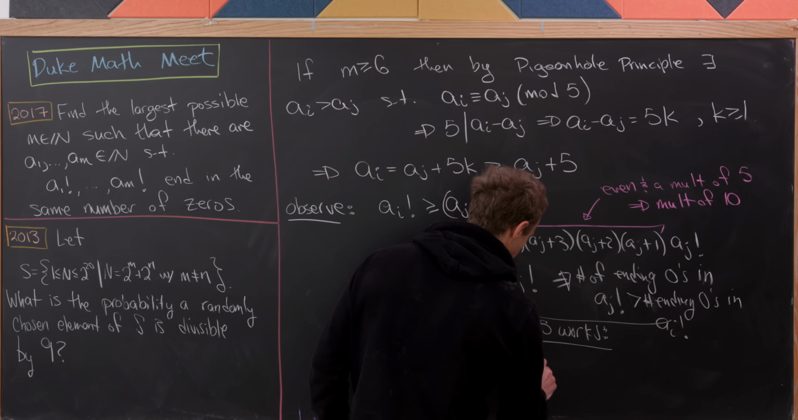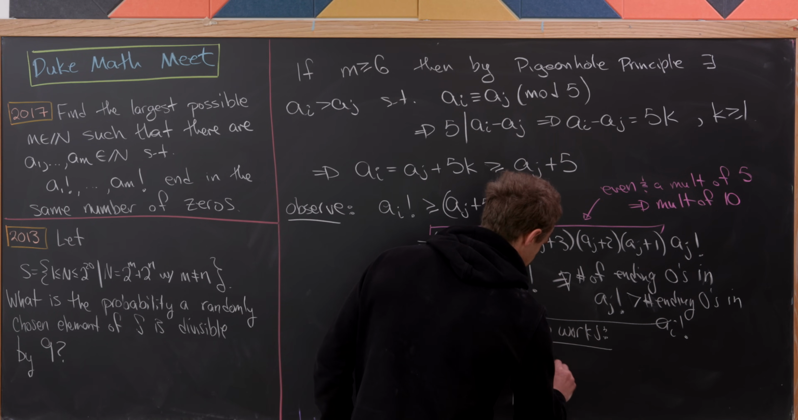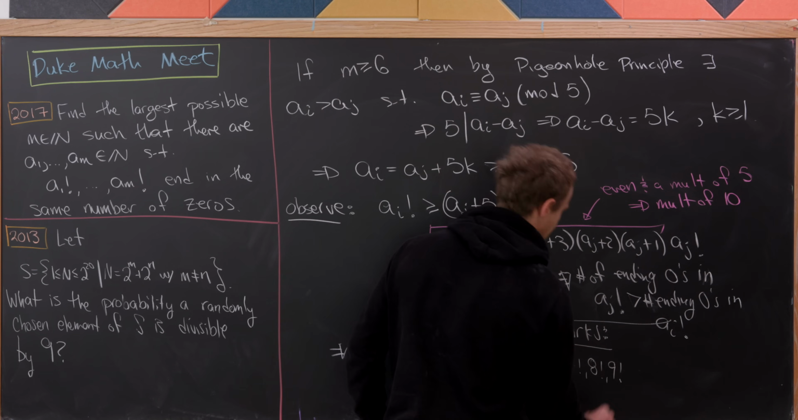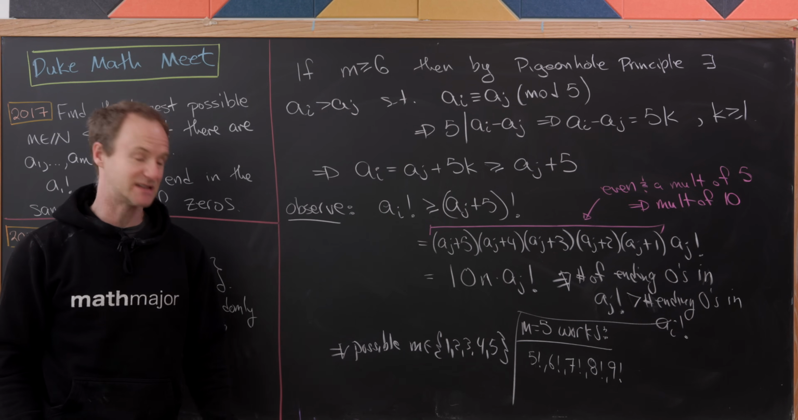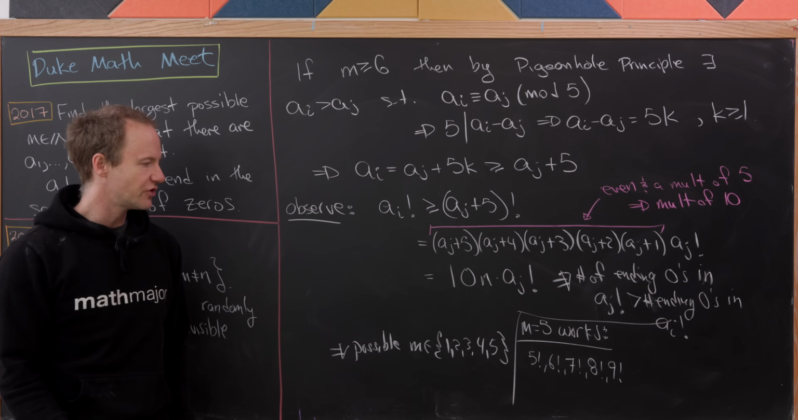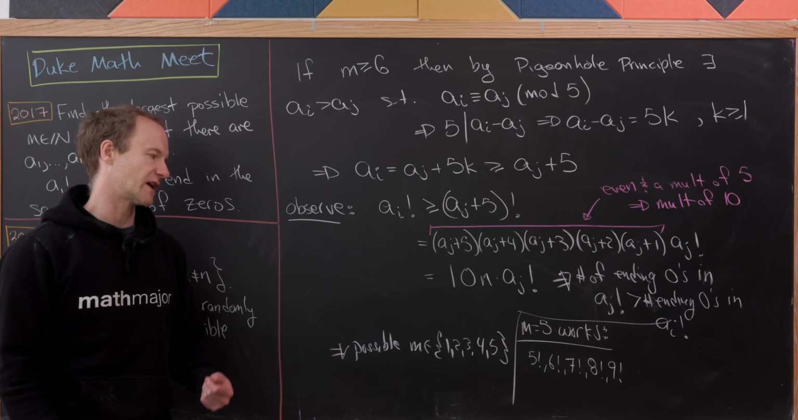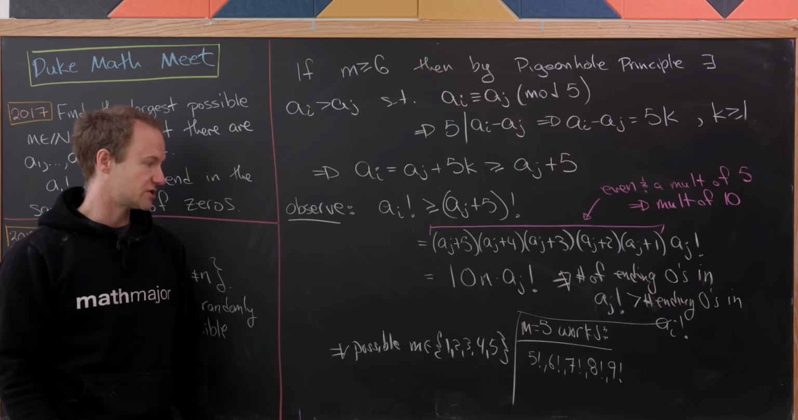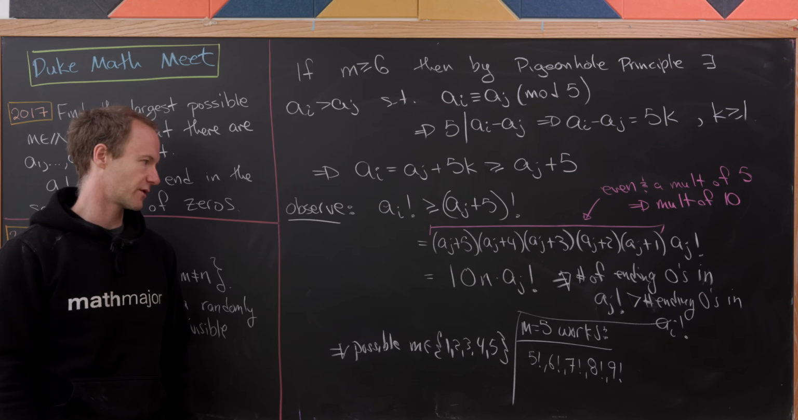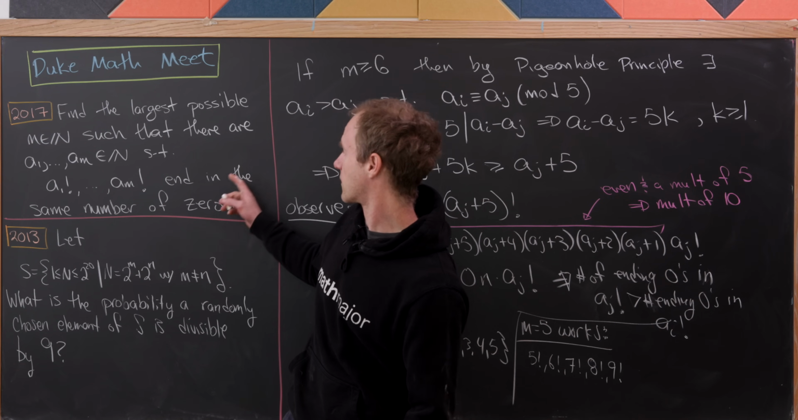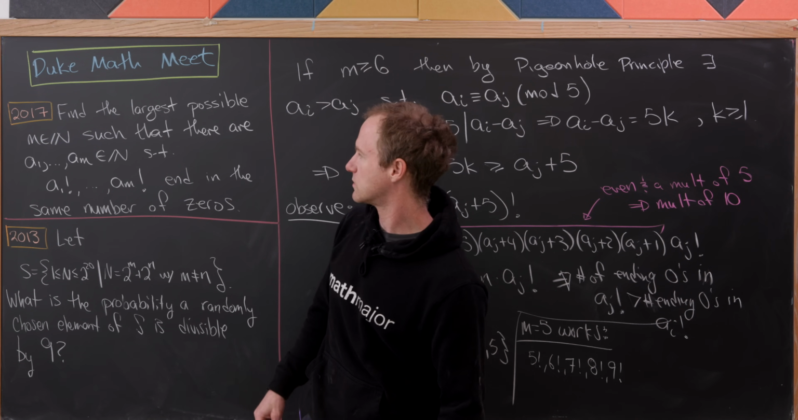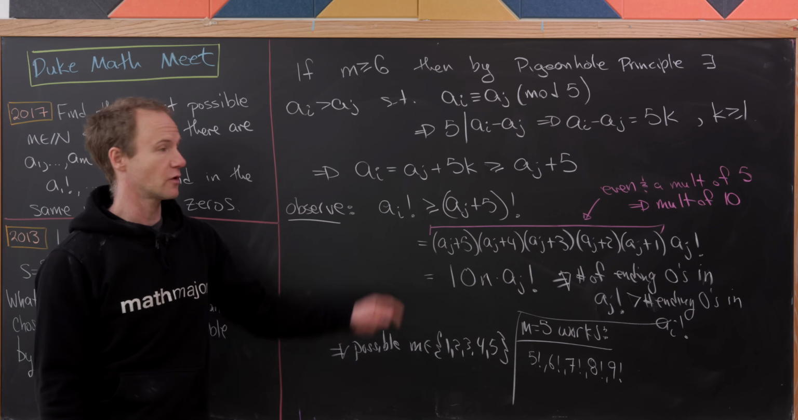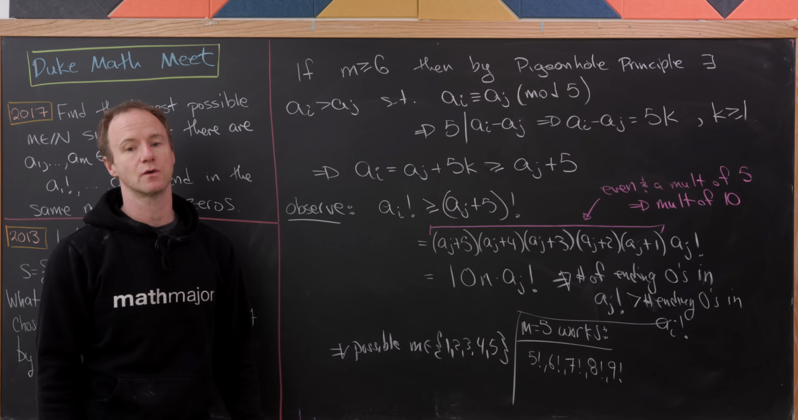For example, 5 factorial, 6 factorial, 7 factorial, 8 factorial, and 9 factorial all end in a single 0. And then you could go to 10 factorial, 11 factorial, 12 factorial, 13, and 14 factorial. Those end in 2 zeros, and so on and so forth. Okay, so going back over here, find the largest possible m. Well, that largest possible m is 5, because up here we showed that it can't be 6 or bigger.